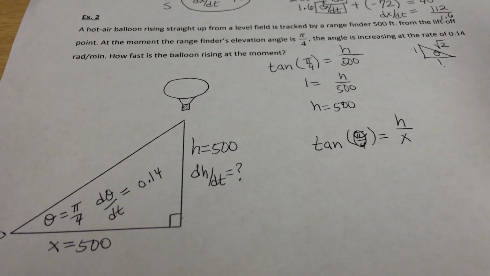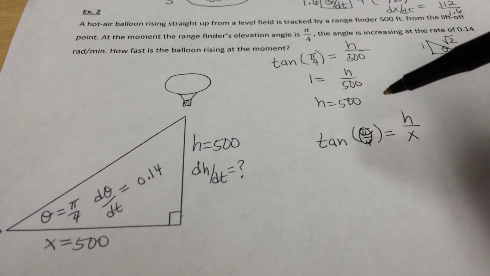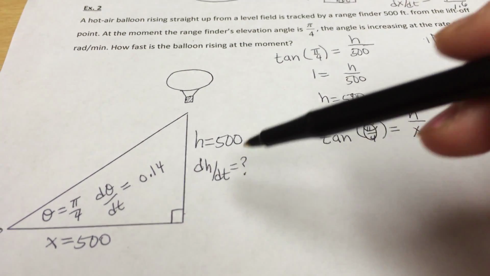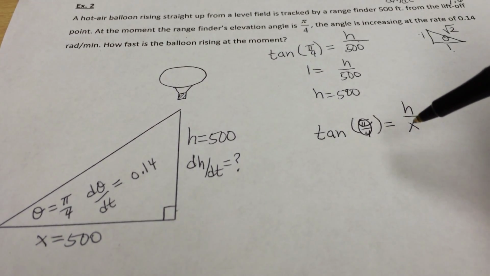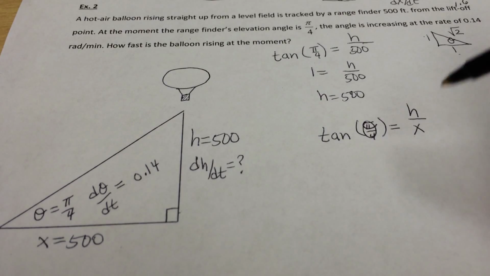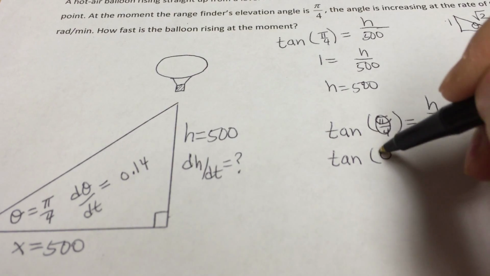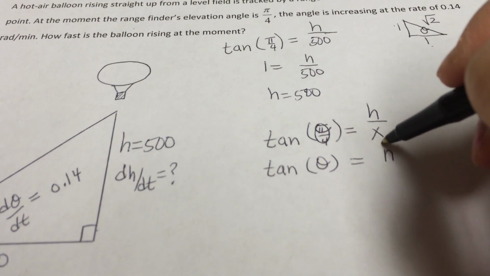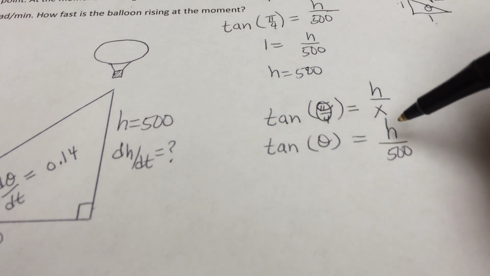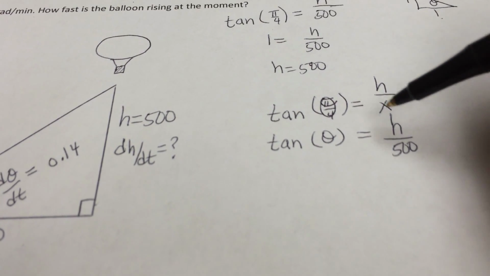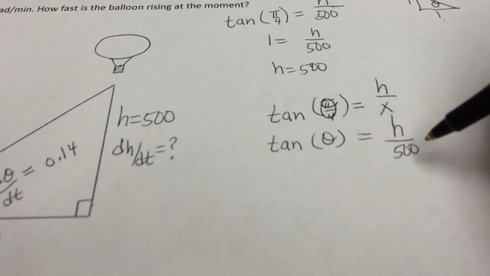Now, you don't want to put all the information in, because what you want to do is take the derivative of this, since we want to find dh over dt. The only way you're going to get dh over dt introduced is if you take a derivative of this part. I know x is equal to 500, so I'll put 500 in: tangent of theta equals h over 500. If I substitute in theta, I'd find out what h is, but that's not going to help because I need the derivative of h. So we're just going to put in 500.